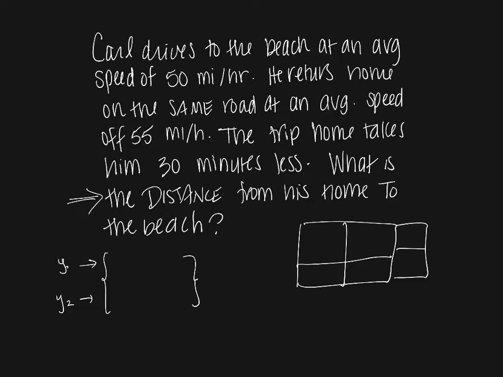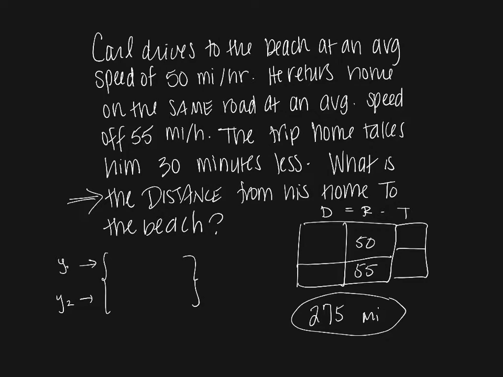See if you can do this one on your own using the video from before. Check your work. Hopefully you got 275 miles. If not, go back and check this again. See if you remembered D equals rate times time. Your rates were 50 and 55.